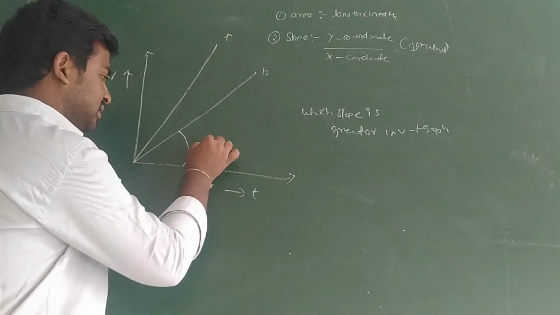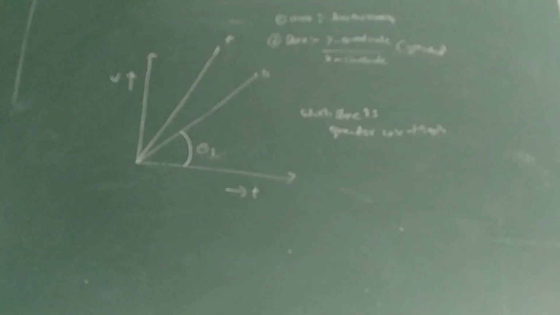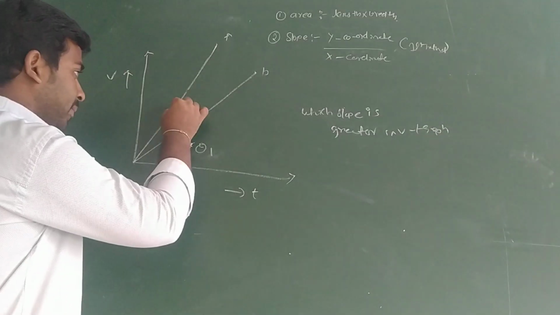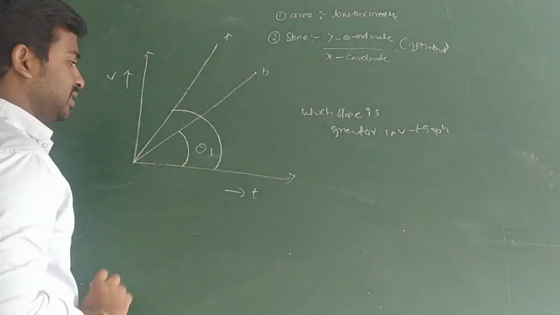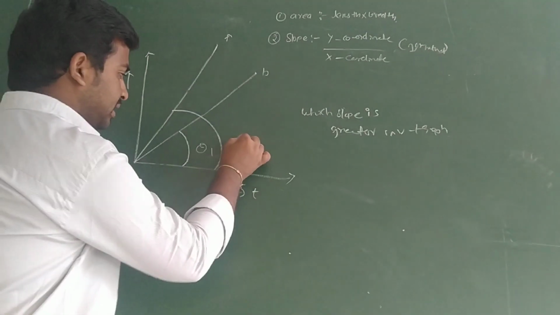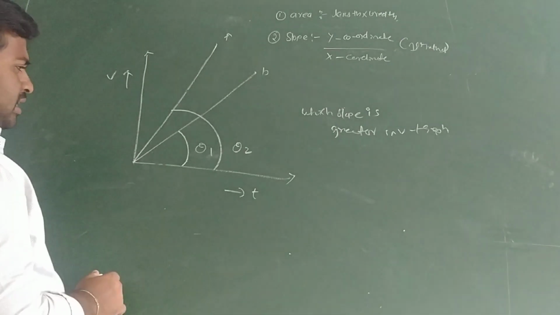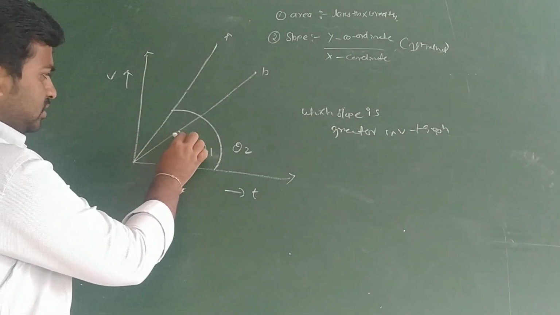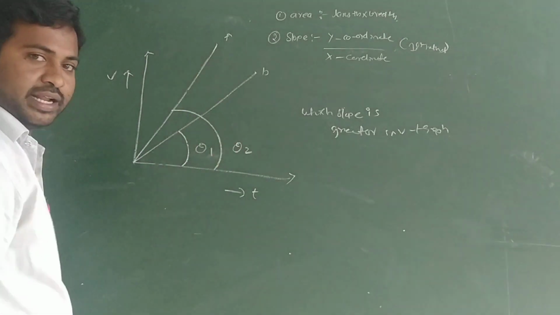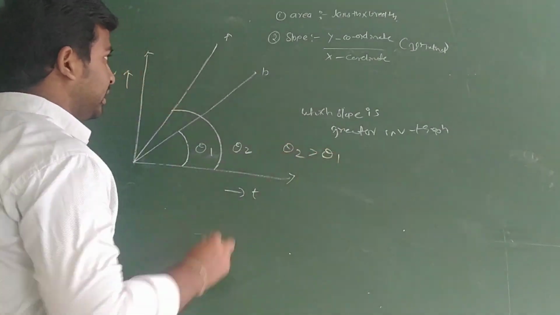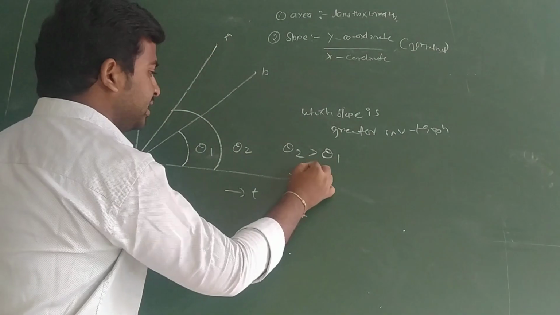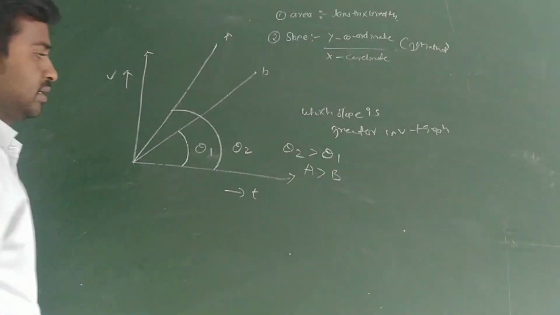So for example, I am choosing this as theta 1, right? Now for this line, the angle made by this line with a particular axis, with the x-axis, that is the construction of the angle. It is theta. If you compare to this, this is a bigger angle, right? So here theta 2 is greater than theta 1. Then theta 2 is nothing but A, then A is greater than B. This is one method.